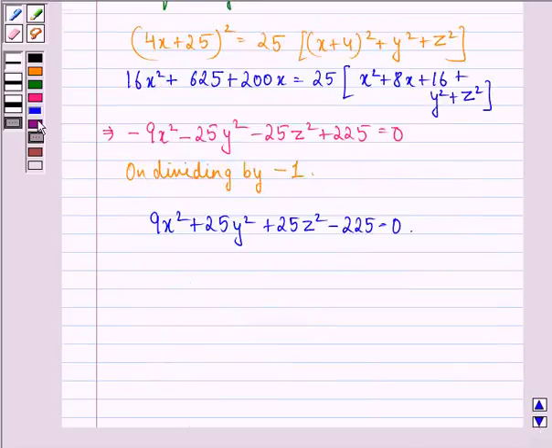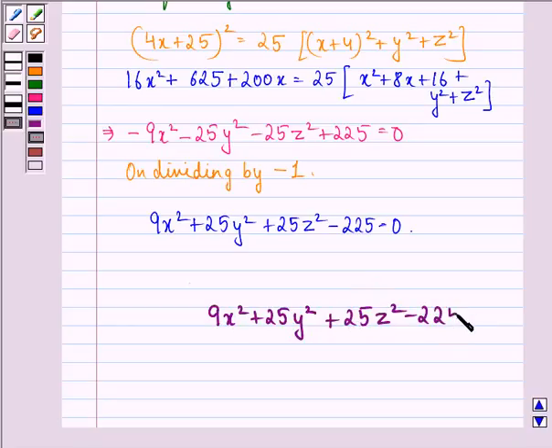So we say that our answer to the question is that the equation of the set of points P, the sum of whose distances from the point A, that is (4, 0, 0), and the point B, that is (-4, 0, 0), is equal to 10, is 9x square plus 25y square plus 25z square minus 225 is equal to 0.